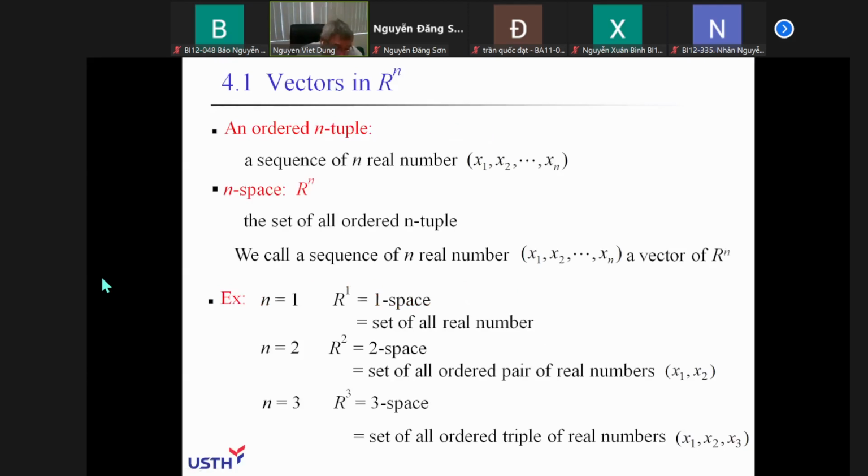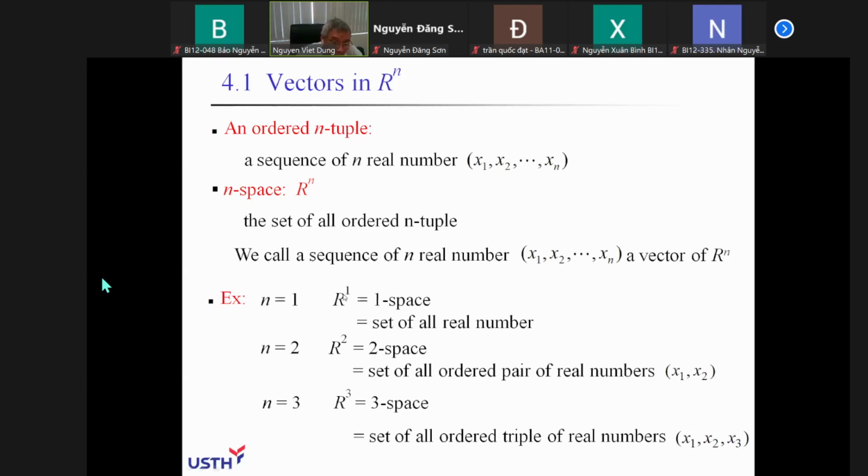Then we generalize it to define what we call n space, denoted by Rn. That is the set of all sequences of n real numbers x1, x2, up to xn. Each sequence of numbers like that will be called a vector of n space Rn. Our examples will be n equals 1, n equals 2, and n equals 3. That is the geometric objects we studied already in high school.